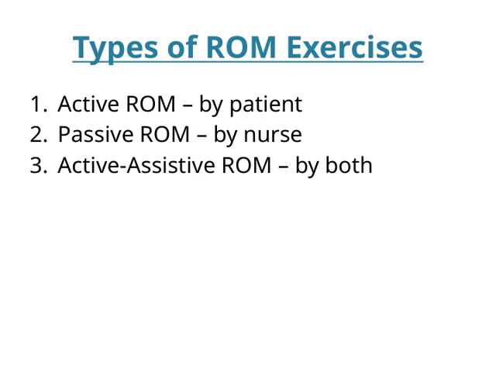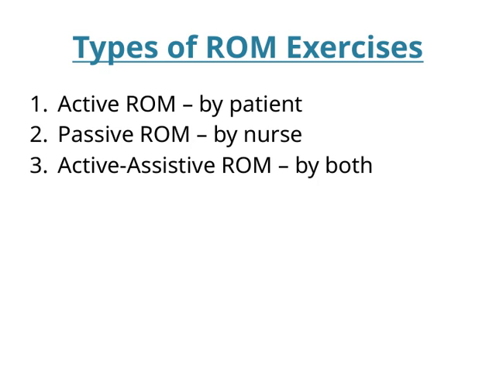First, we have active ROM, which is performed entirely by the patient. This means the patient moves their own joints through the range of motion without assistance. It's a great way to maintain muscle strength and joint flexibility independently. Next is passive ROM, where the nurse or caregiver moves the patient's limb for them. This is especially helpful if the patient is unable to move on their own due to weakness or injury. It helps prevent joint stiffness and maintains mobility.